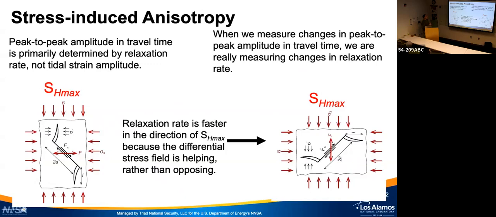The peak-to-peak amplitude and travel time is primarily determined by the relaxation rate, not the strain amplitude. We saw in that other experiment that, and we're talking about the tidal stress now, the relaxation rate due to the tidal stress is not dependent upon the amplitude, but it's related to the relaxation rate. And so when we measure the changes in peak-to-peak amplitude and the travel time, we are really measuring changes in the relaxation rate. And so this would be fast, and this would be slow.